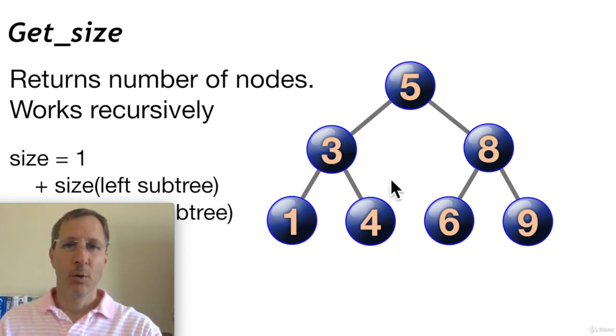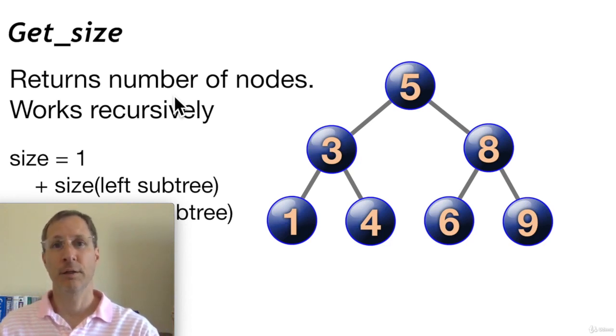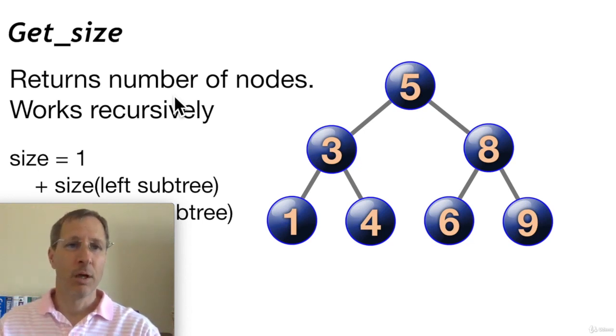Now get size. Sometimes we may want to find out how many nodes are in a tree. So this is a pretty easy operation. The get size function returns the number of nodes, and it works by using recursion. Actually, most of the functions in trees are recursive. So find, delete, insert, we're doing it recursively because we continue to call the same function using the same parameter until we find the correct position to execute it. So the get size works the same way.